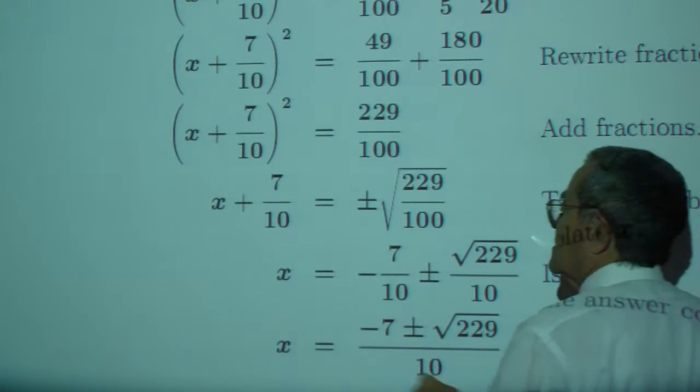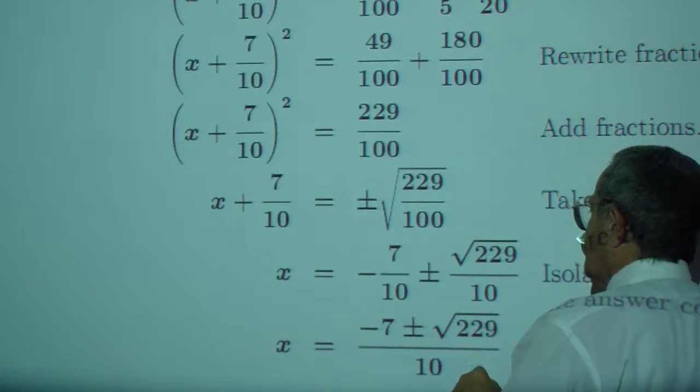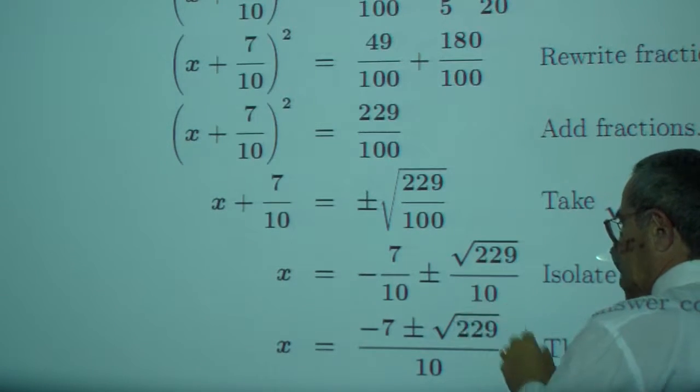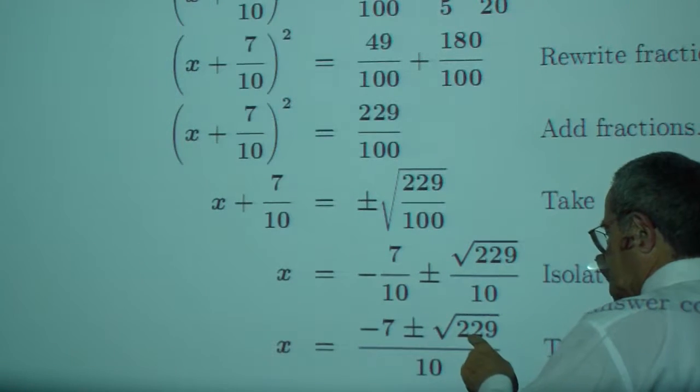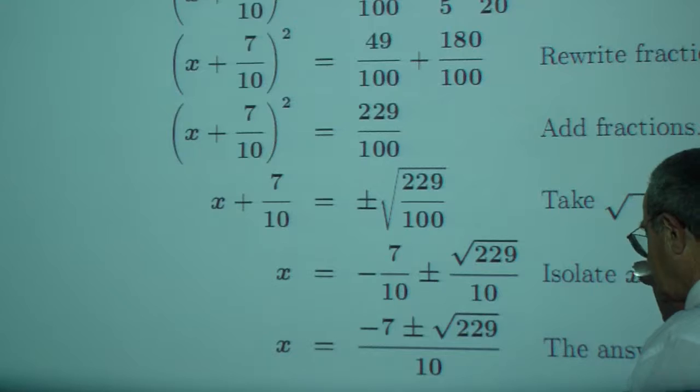And I subtracted 7/10 from both sides, so plus or minus the square root over 10. Same denominator, so x is -7 plus or minus square root of 229/10.